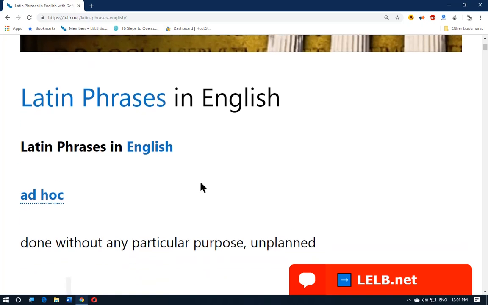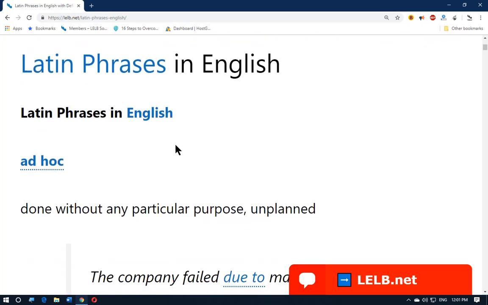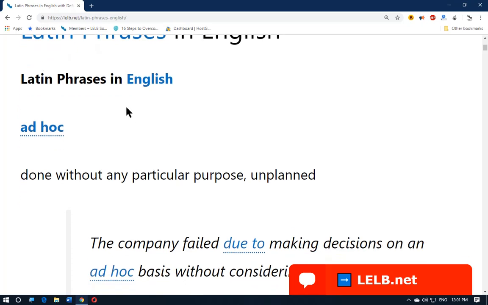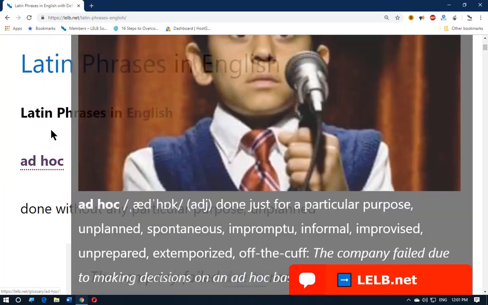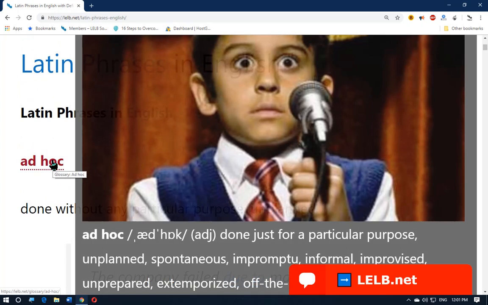Okay, so all of the terms here are Latin phrases. But they do exist in English and it's better for you to learn them. The first one is ad hoc. Ad hoc means unplanned and spontaneous, impromptu, informal and improvised, unprepared, extemporized.